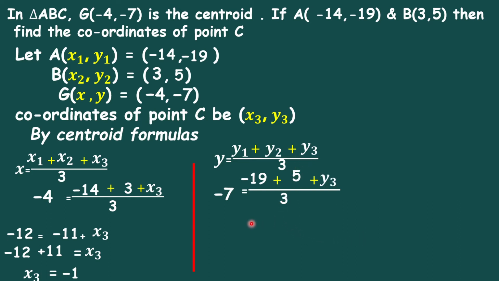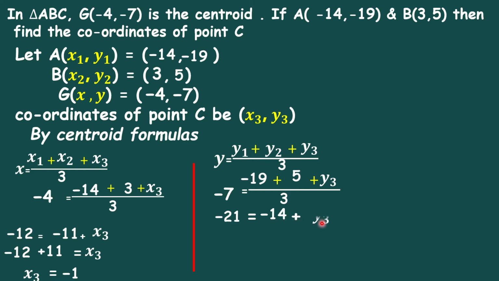Now transfer this 3 to LHS. The divide becomes multiply. Therefore -7 into 3. We know that multiplication of opposite signs is always negative. Therefore -7 threes are -21. 19 and 5 have opposite signs, therefore we take subtraction. Here 19 is greater than 5, therefore give the sign of 19, and 19 minus 5 is 14.